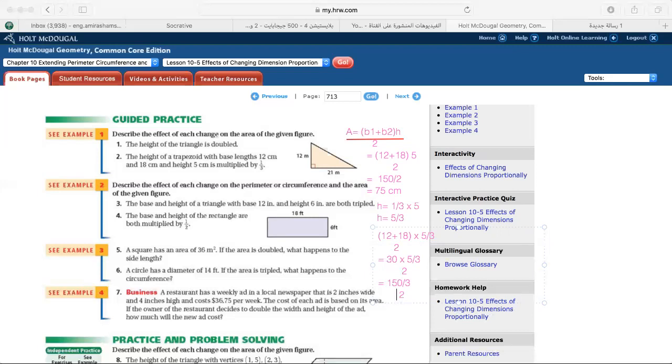150 over 3 is equal to 50. So 50 all divided by 2 is equal to 25. Okay.